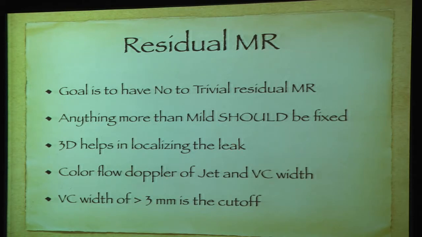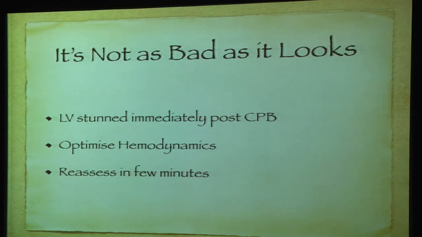What do we do? How do we measure these things? In post-bypass cases, because it's a different hemodynamic situation, vena contracta helps you a lot. Vena contracta more than 3 millimeters, that means it's in the moderate range, is bad. Also, we can use color flow Doppler and see how much of the area of the left atrium is being covered if the MR looks really, really bad, okay? So those are the 2 things that we sort of focus on.